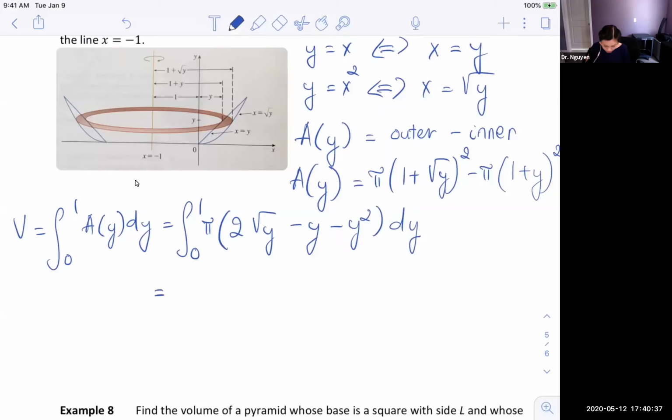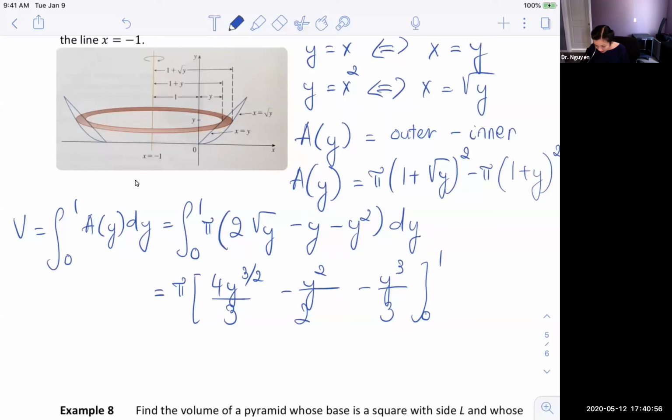So we ended up with pi, and now we take the antiderivative. So 4y to the 3/2 over 3, minus y squared over 2, minus y cubed over 3, from 0 to 1. And then we ended up with 1/2, right? So it's pi over 2. Like I said, I FOILed, did all that work already.